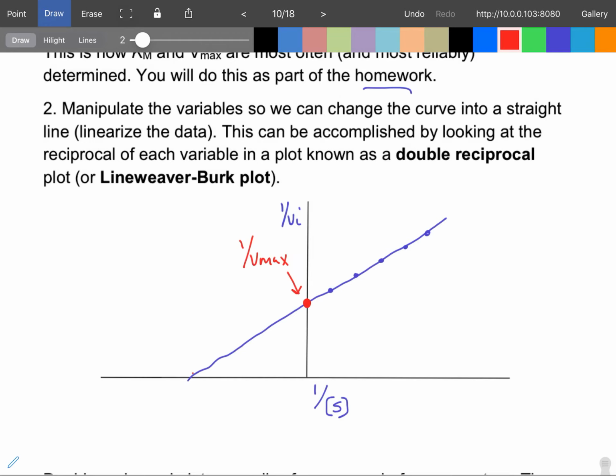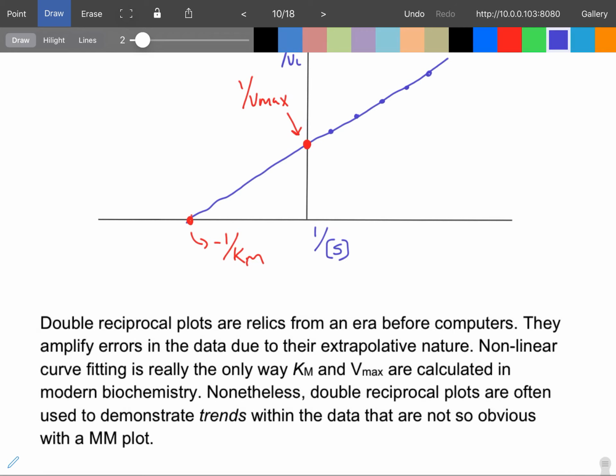Likewise, the intersection down here at the x-axis, look at the units of that, would be inverse molar. And so this actually is related to Km. It's negative 1 over Km. So to determine Kcat from this sort of data, you would be able to find Vmax, and then using the equation that we looked at before, determine Kcat from that. So just a couple things about this.